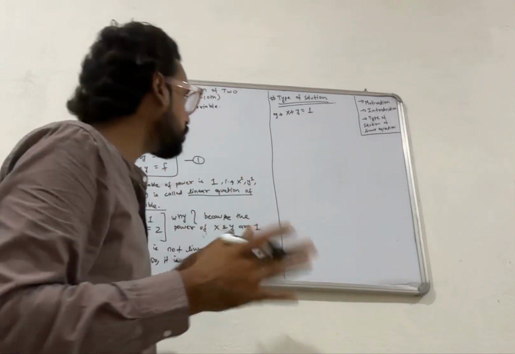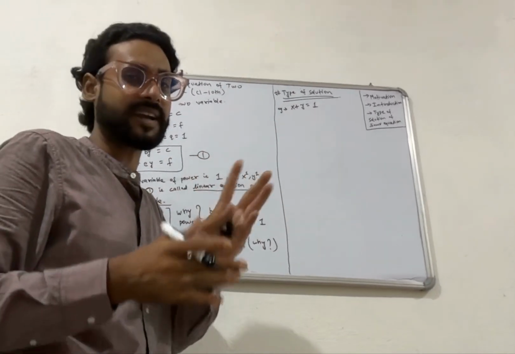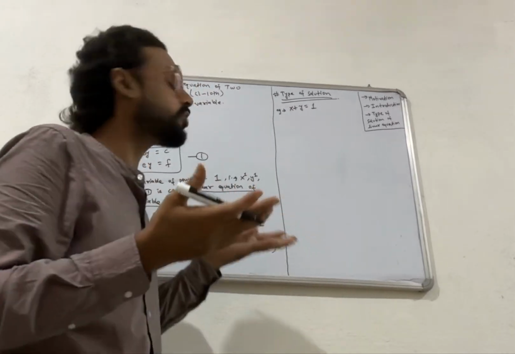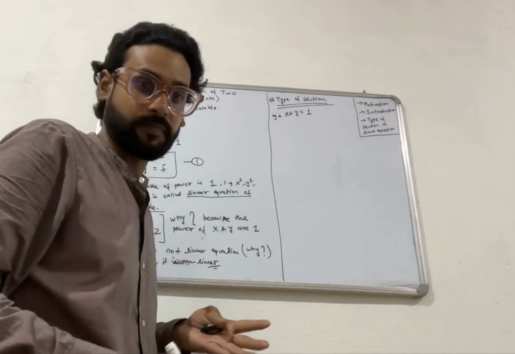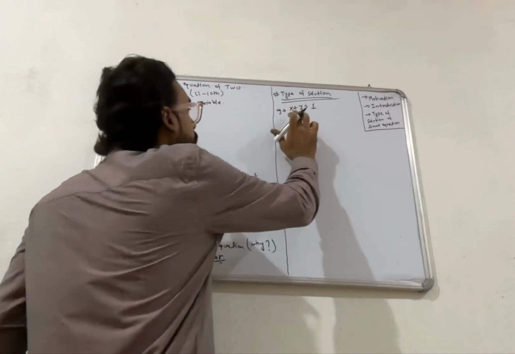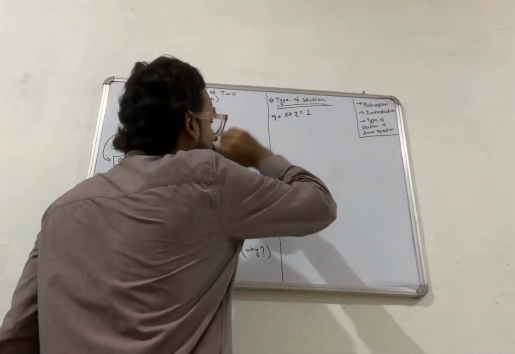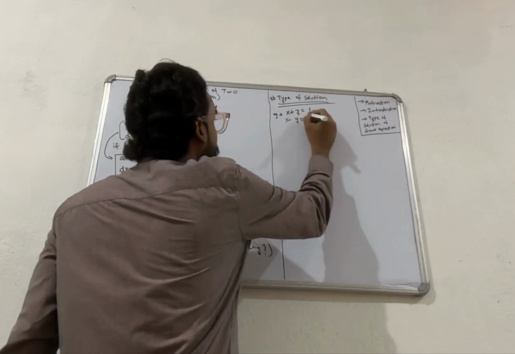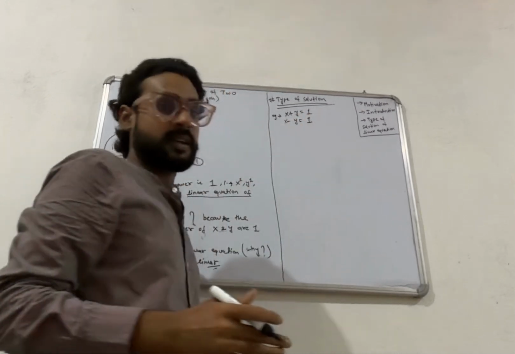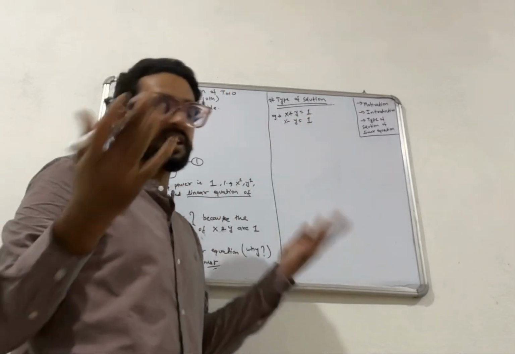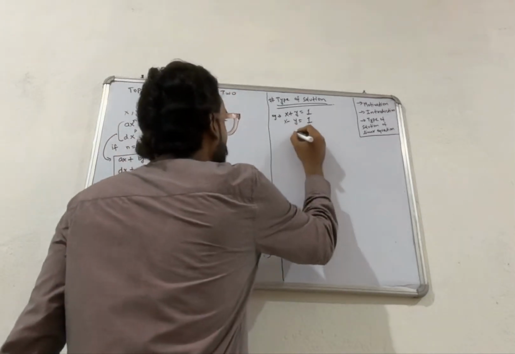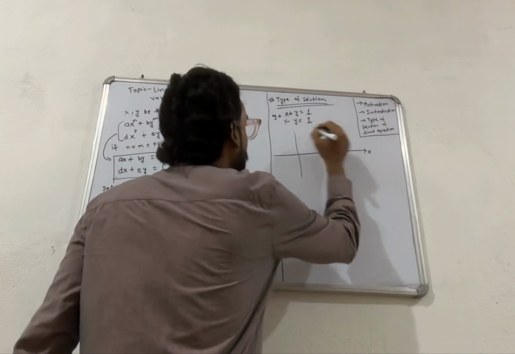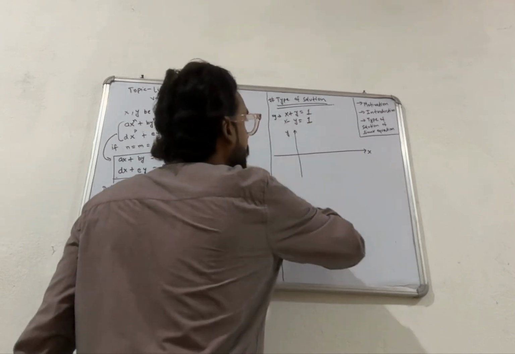Okay, so we are going to choose two equations, and then we are going to see what the solution will look like. The first equation is x plus y is equal to 1, and the second equation is x minus y is equal to 1. We are going to see it on the graph.